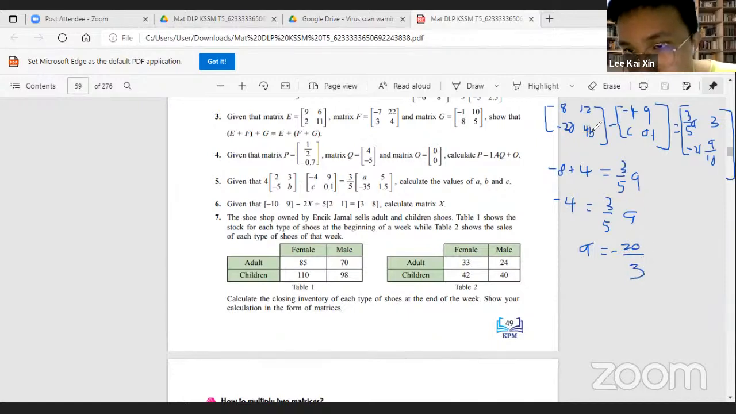So how about B? 4B minus 0.1 equals 9/10. So 9/10 plus 0.1 is 1. Okay, you will get 1. So B is 1/4. Okay, B is 1/4.